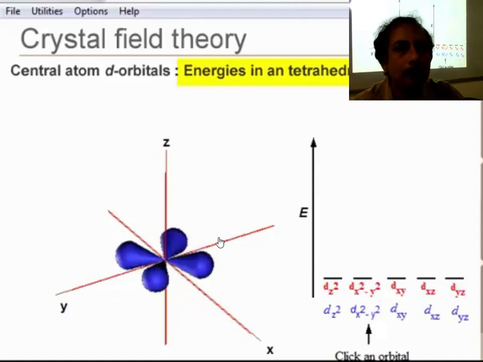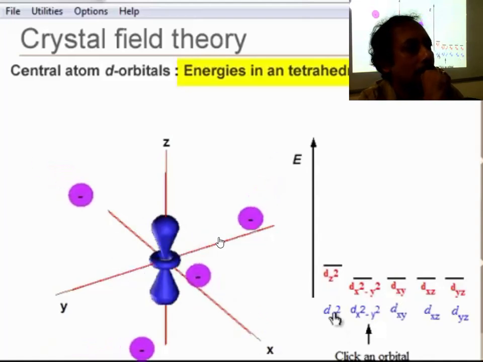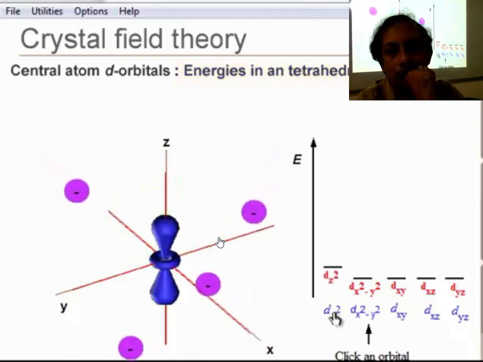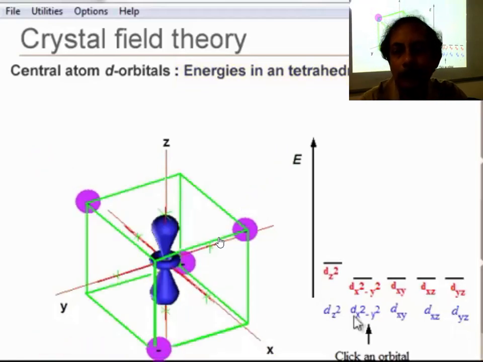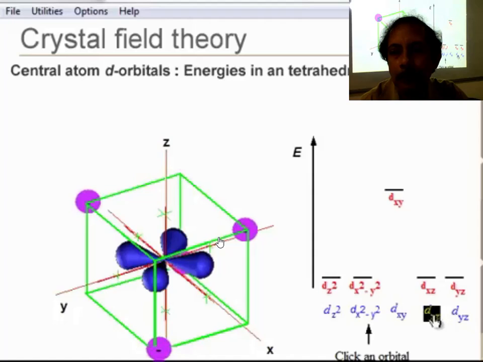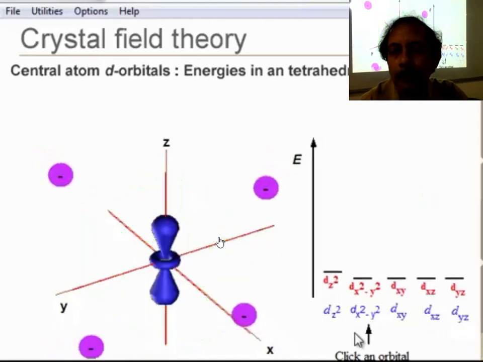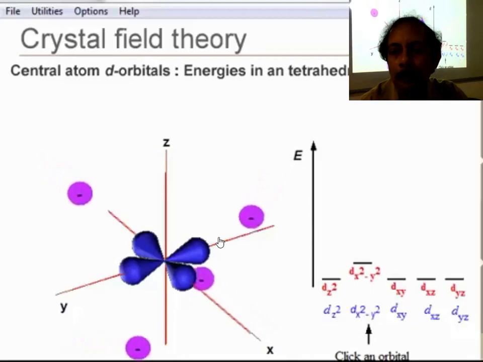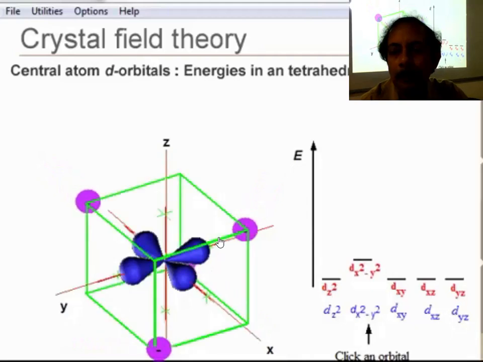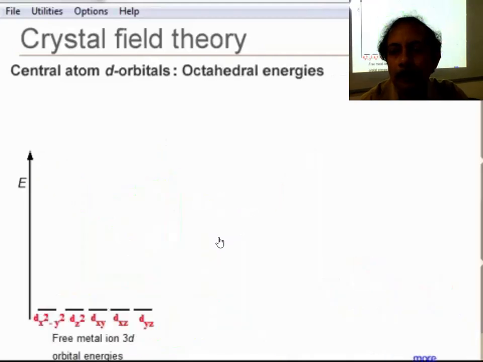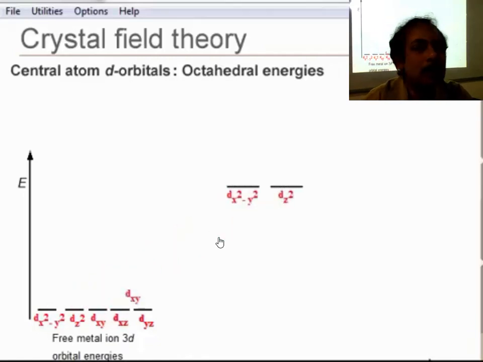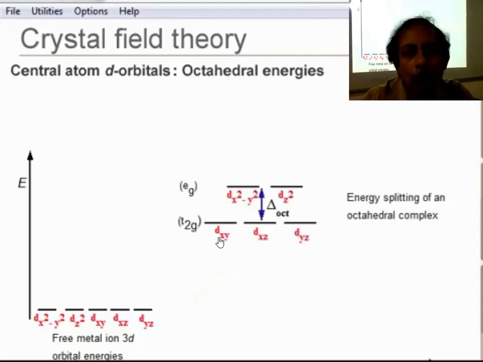In a tetrahedral crystal field, 4 ligands approach along opposite corners of the cube, forming a tetrahedral crystal field. In this case, the dxy, dyz, and dxz orbitals are raised in energy, whereas the dx squared minus y squared and dz squared orbitals are lowered in energy. So this is the final situation. These three all go raised.